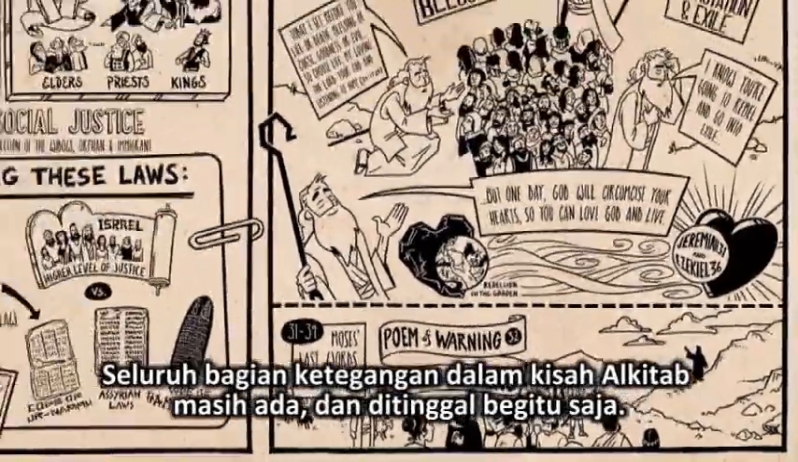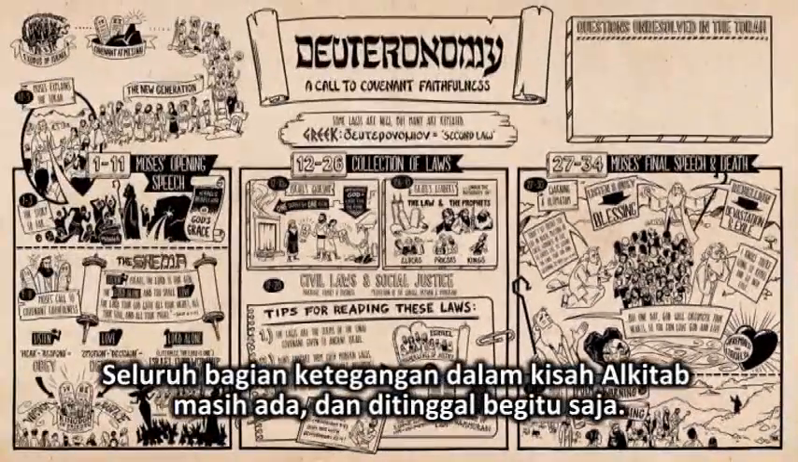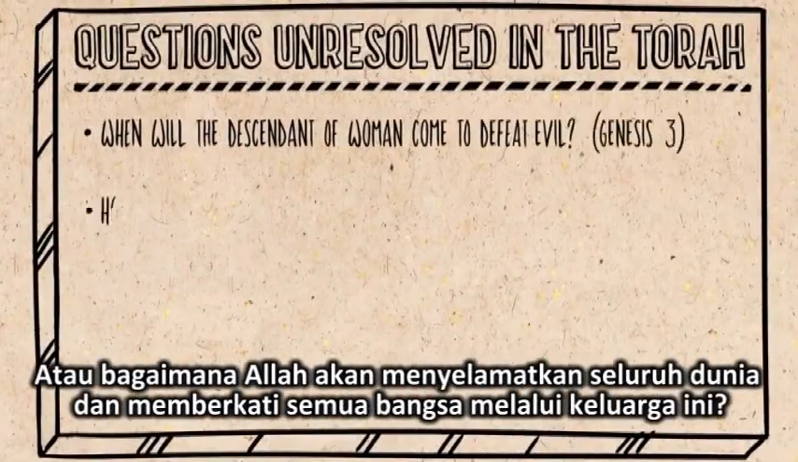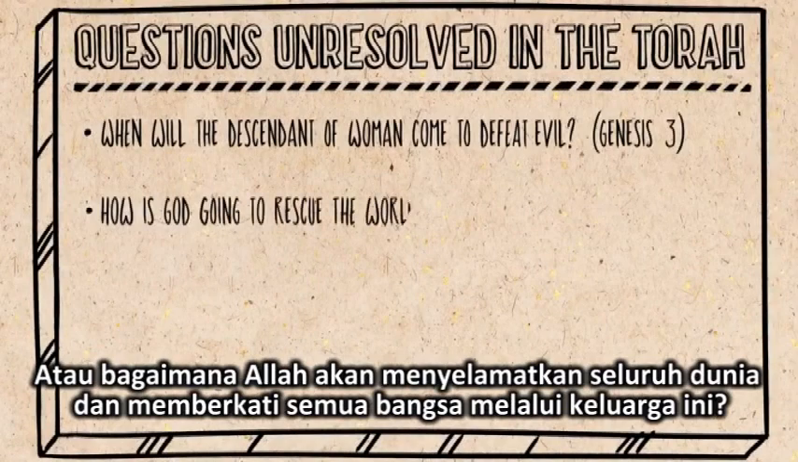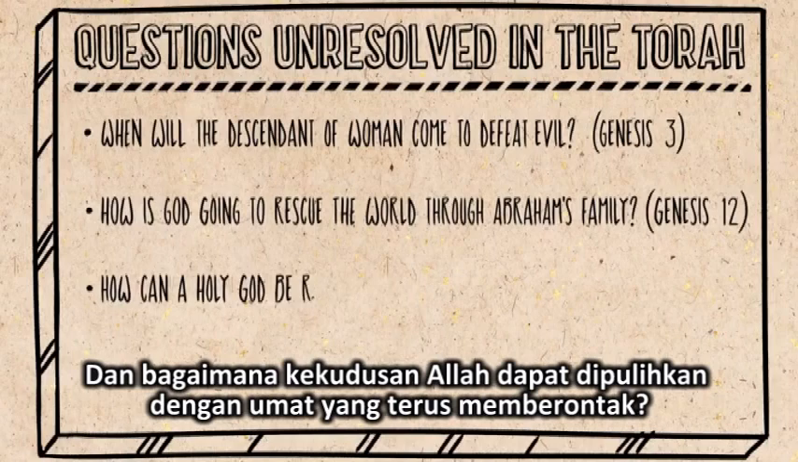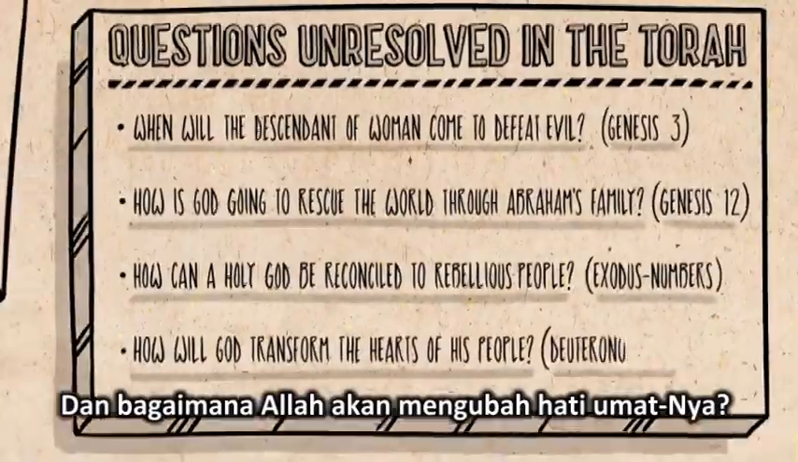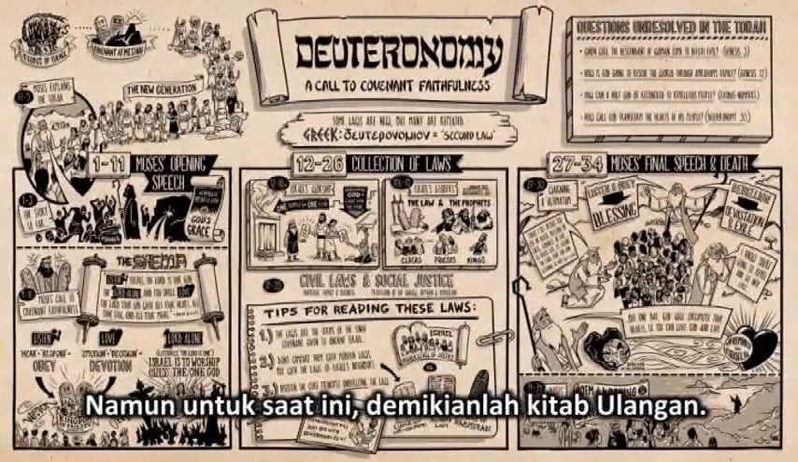All of the major plot tensions of the biblical story are in place, but left totally unresolved. So when is the descendant of the woman going to come and defeat evil? Or how is God going to rescue the whole world and bless all nations through this family? And how can God's holiness be reconciled with people who are continually rebellious? And how is God going to transform the hearts of his people? You just have to keep reading to find out. But for now, that's what the book of Deuteronomy is all about.